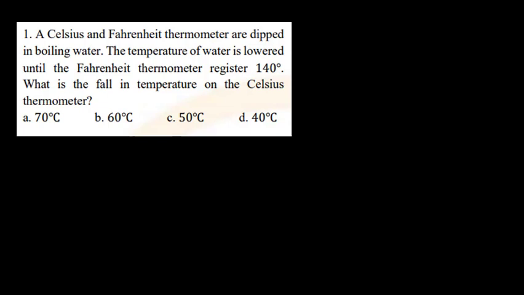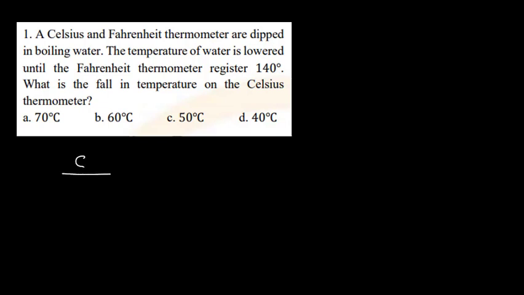So in this question, the initial temperature was 100 degrees Celsius as it is boiling water. Then the temperature decreases and on Fahrenheit the temperature registered is 140. We have to find out by how many degrees the temperature drops on the Celsius scale, right? I hope you understand the problem.